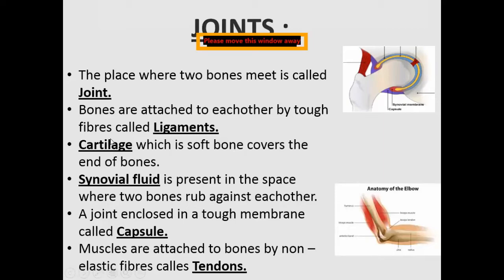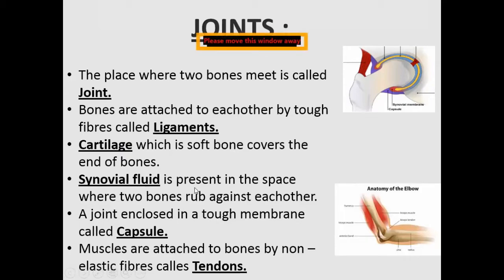Now, the next term we have is cartilage, which is a soft bone that covers the end of the bones. What is cartilage? Cartilage is a soft bone that covers the end of the bone, meaning it covers the bones right till the end. Next term we have is synovial fluid.